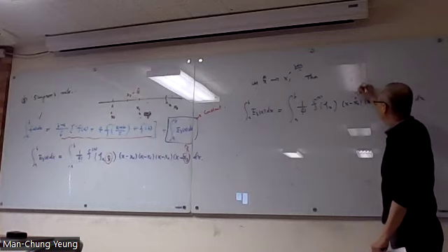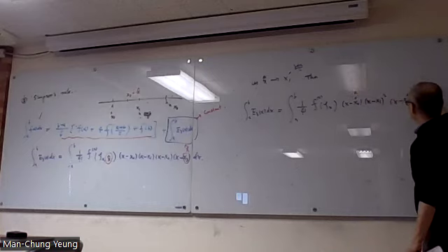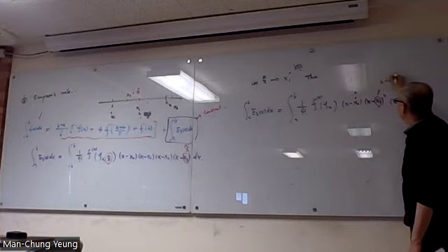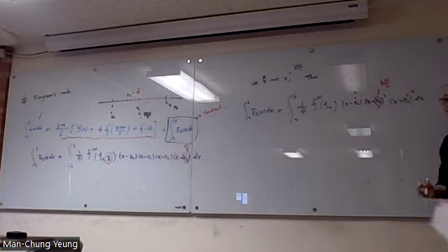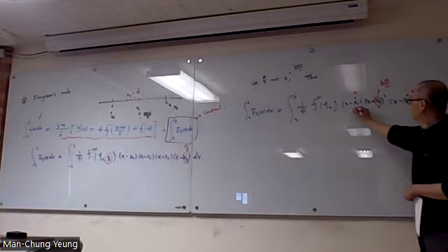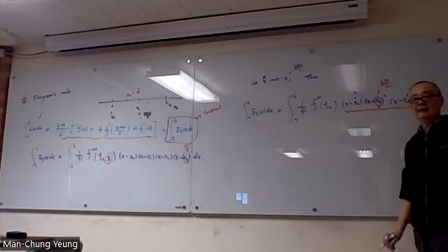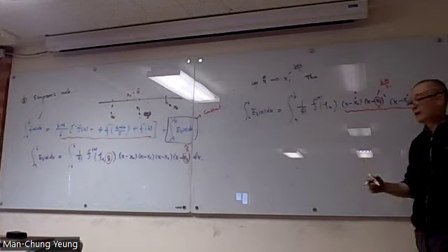This is A. Don't forget. This is B. This is the midpoint. Okay, midpoint. B minus A, B plus A over 2. This product doesn't change sign over the interval AB.